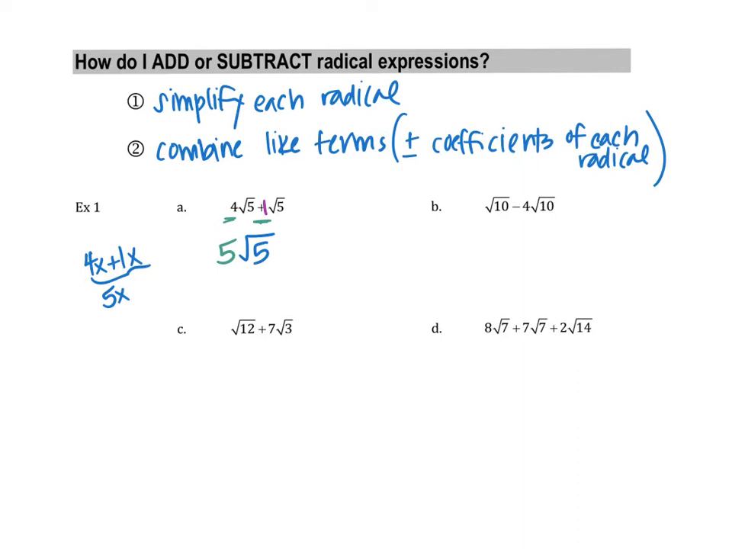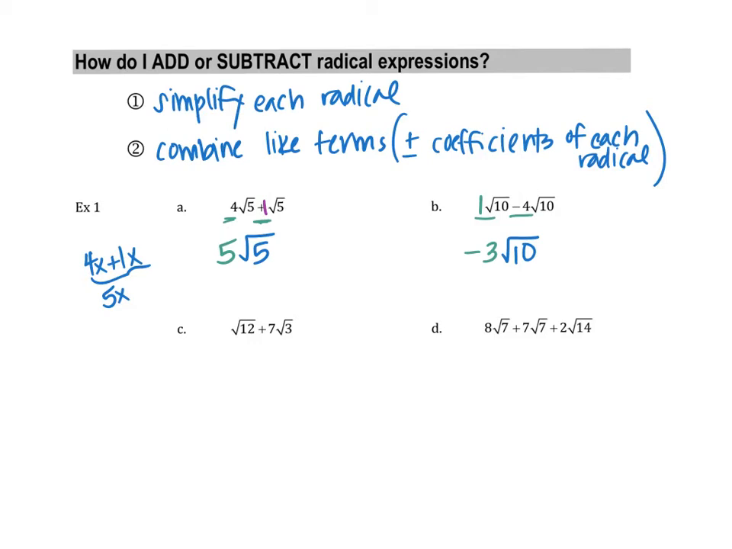So for example, the next one, for B, I have 1 root 10 minus 4 root 10. I cannot simplify the radicals any further. So I'm going to focus on my coefficients. 1 minus 4 is negative 3. So we're going to get negative 3. Radical does not change. Square root of 10.